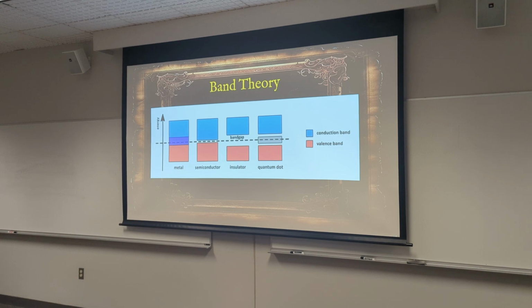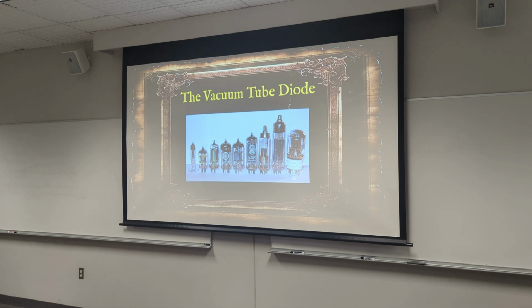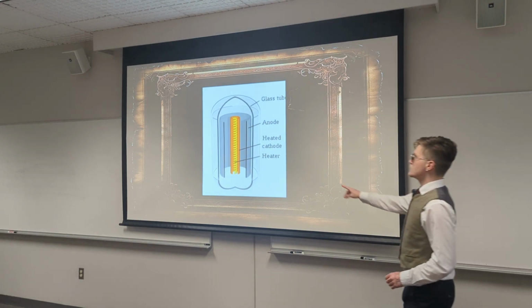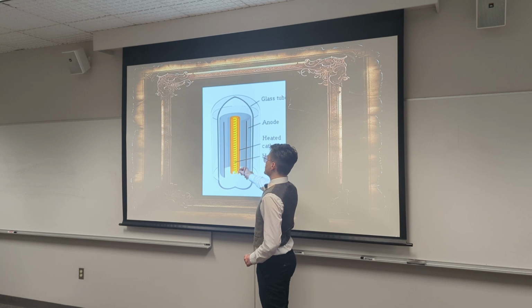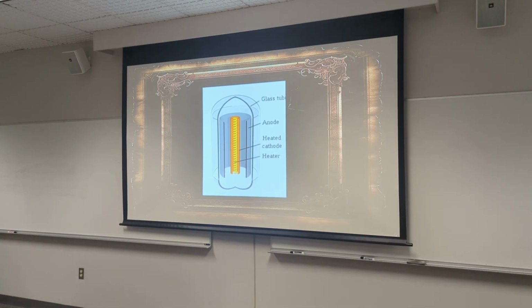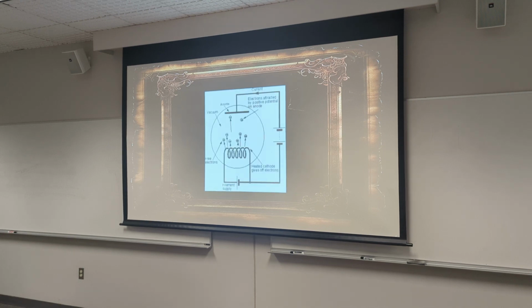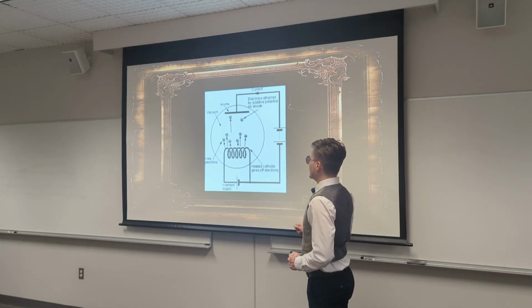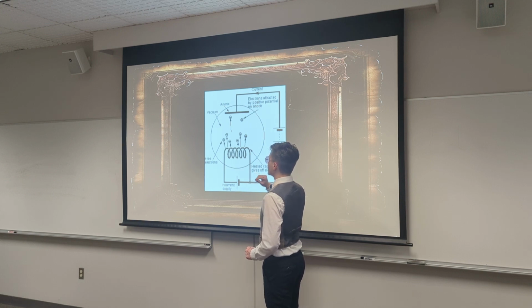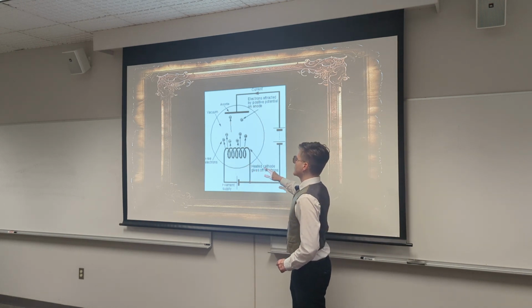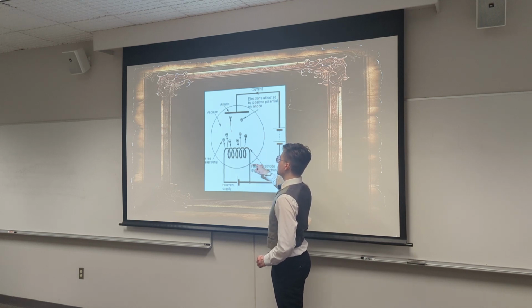So one of the first diodes were the vacuum tube diodes. These consisted of a glass tube, and inside the glass tube, we had an outer anode and an inner cathode that would be heated up. The reason that inner cathode needed to be heated up was to overcome the work function of the material of that metal filament. And so as the work function was overcome, the electrons were freed from the surface of that filament and were able to flow through the vacuum inside that tube from the cathode to the anode.